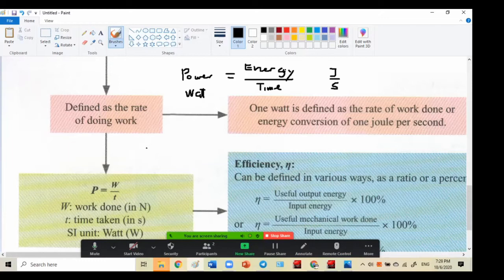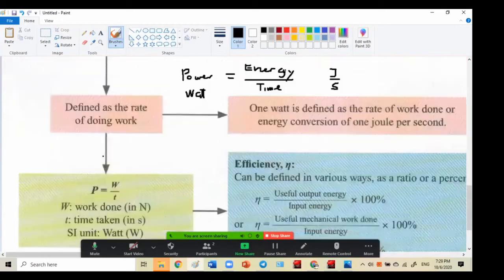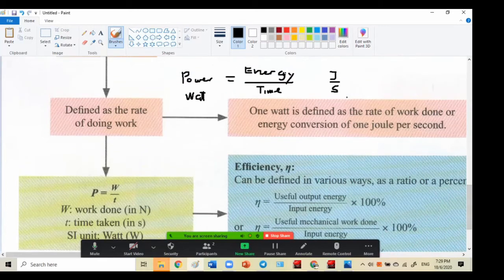It's written here. Power is in watts. W equals work done. Work done is energy, in joules. Time is in seconds. 1 watt is how much work done per second. That means how many joules per second. That's what I've written here. Very important.